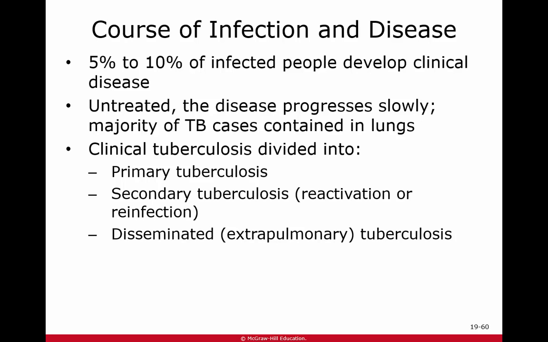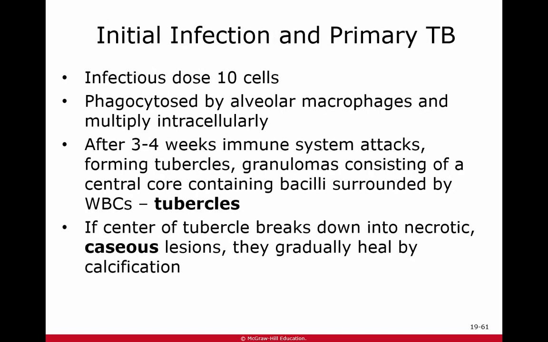And notice that secondary tuberculosis is reactivation or reinfection, and then disseminated is extrapulmonary, which means outside of the lung. All right, what is the infectious dose? Ready? 10 cells. Oh my goodness, okay? This is why we worry.